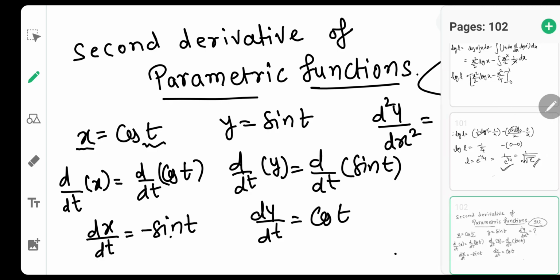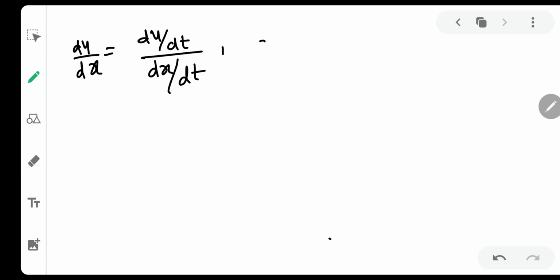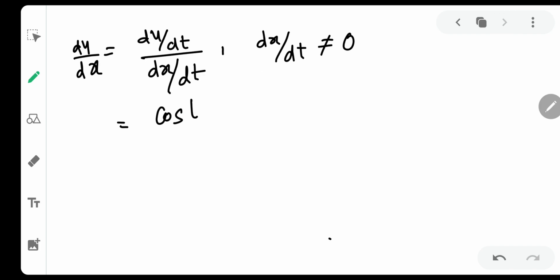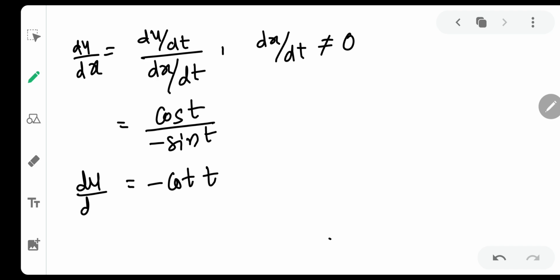Okay, I got dx by dt, I got dy by dt. Now I need dy by dx. Again very simple. I have a proof which makes me do so. Dy by dx is dy by dt upon dx by dt, provided that the denominator derivative dx by dt is a non-zero quantity. Very simple. So dy by dt came out to be cos t and dx by dt came out to be minus sin t. Okay, and the answer simply comes out to be minus cot t, dy by dx.